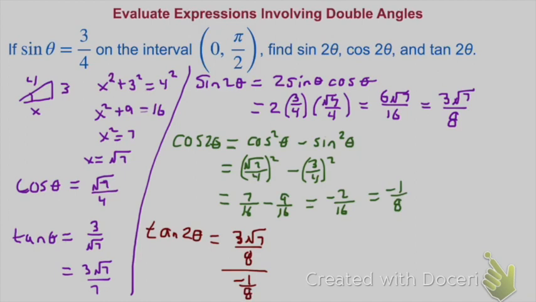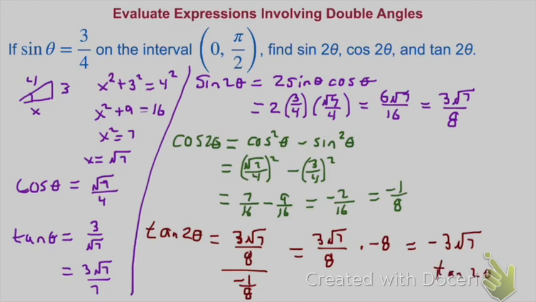Division by a fraction is the same as multiplying by the reciprocal. So this is 3 square root of 7 over 8 times negative 8, which becomes negative 3 square root 7. That's my tangent of 2 theta. So I have solved for all three. This is my tangent 2 theta.